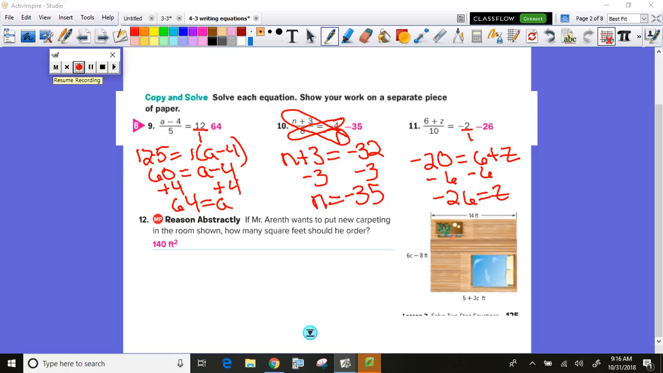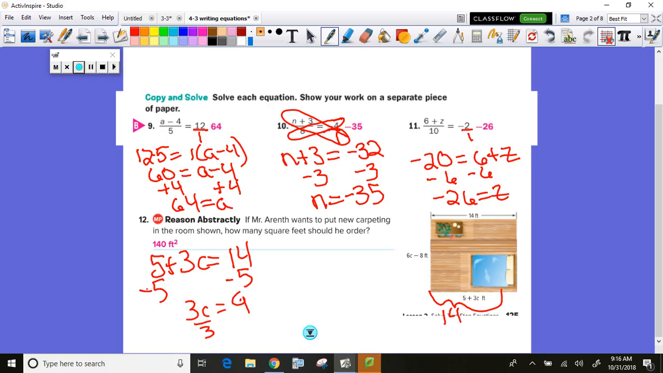So to find C, I know that this side is 14. I do 5 plus 3C equals 14. I subtract 5 from both sides. 3C equals 9. Divide by 3. And C equals 3. Which means this is 6 times 3 minus 8, which is 18 minus 8, so it's 10. So the area is 10 times 14.